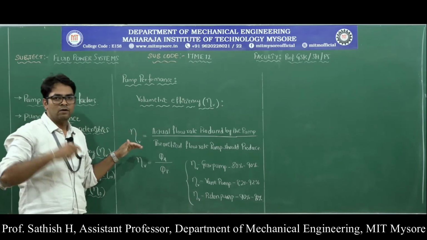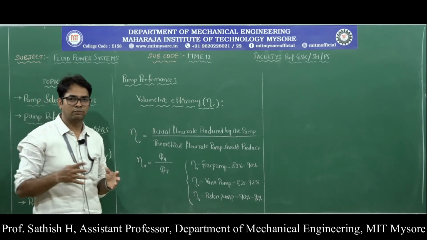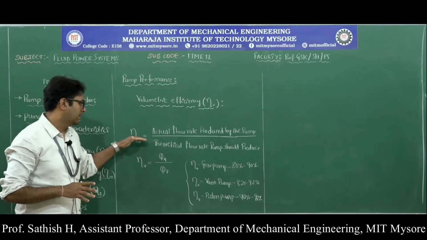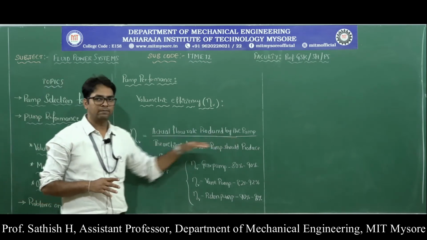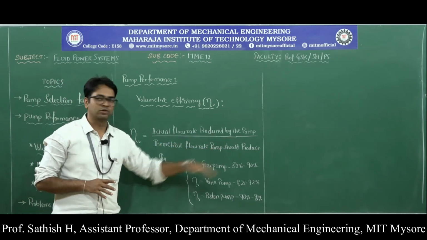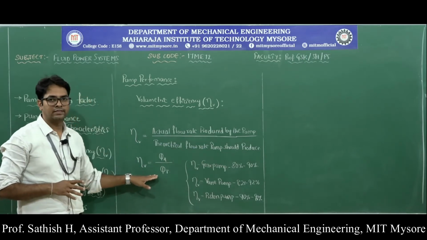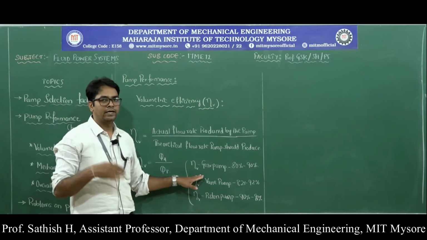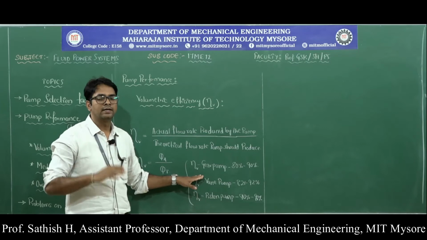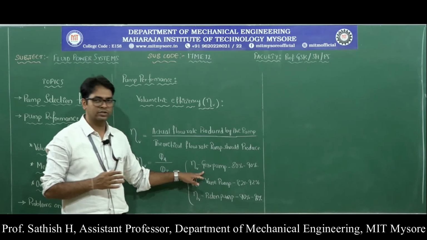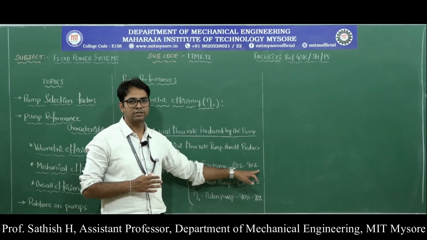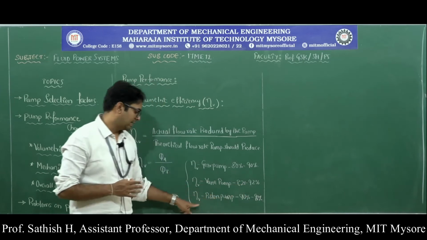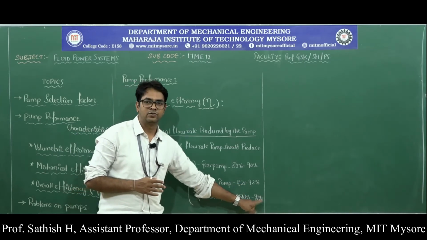What you have to remember is that volumetric efficiency is basically the ratio of the flow rate. In the numerator, it is the actual flow rate, and in the denominator, the theoretical flow rate. It is the ratio of the actual flow rate produced by the pump to the theoretical flow rate the pump should produce. So nu V is equal to QA divided by QT. For the different types of pumps, nu V for the gear pump is 80% to 90%, nu V for the vane pump is about 82 to 92%, and nu V for the piston pump is 90 to 98%.